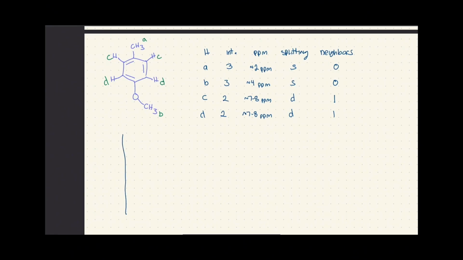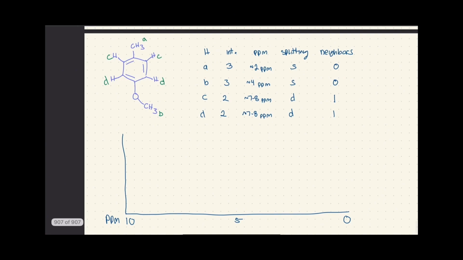We could even sketch this out. Down here we're going to have a ppm, so 10, 5, 0. So we said that HA is going to be a singlet around 2 ppm. So I draw that here. We saw that this is worth 3H, so I integrated it. B is going to be another singlet around 4 ppm, also worth 3H. And then around 7 to 8 ppm, we're going to see C as a doublet and D as a doublet, both worth 2 each. So this is what I would imagine the spectra looks like.